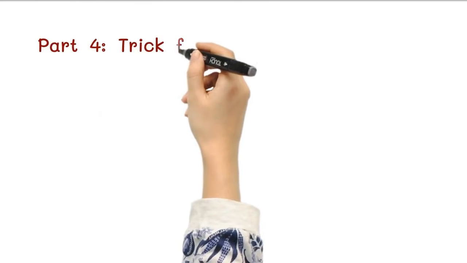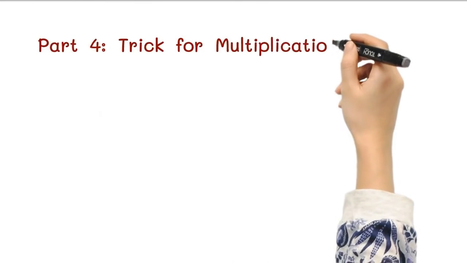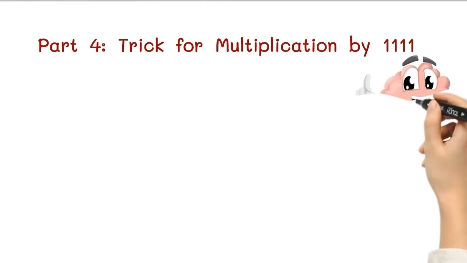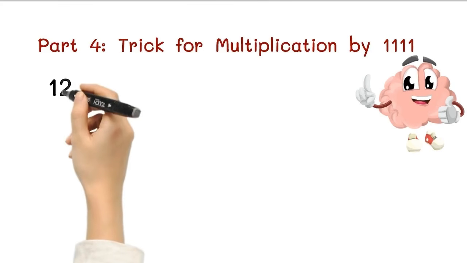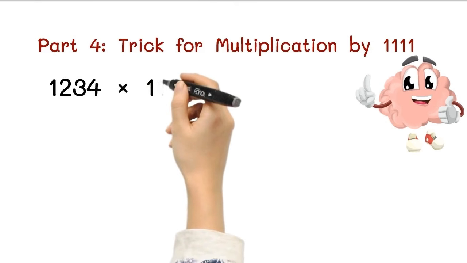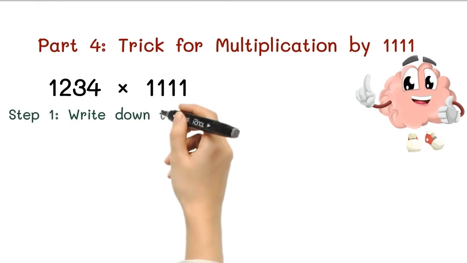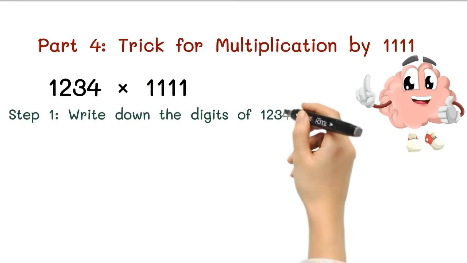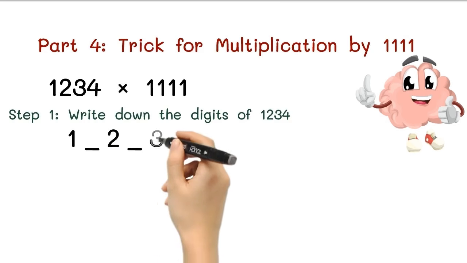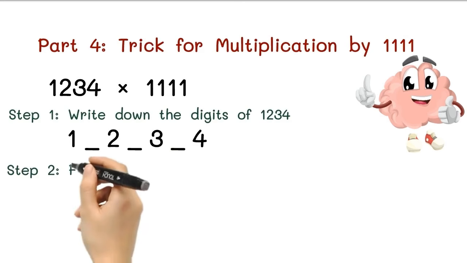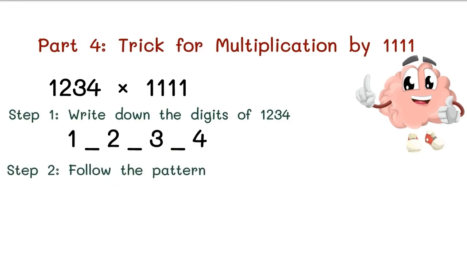Part 4. Trick for multiplication by 1111. Let's take an even bigger challenge. 1234 times 1111. Step 1. Write down the digits of 1234, leaving space. 1, 2, 3, 4. Step 2. Follow the pattern.